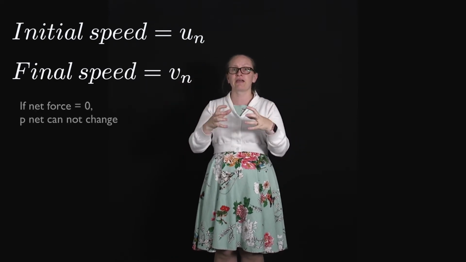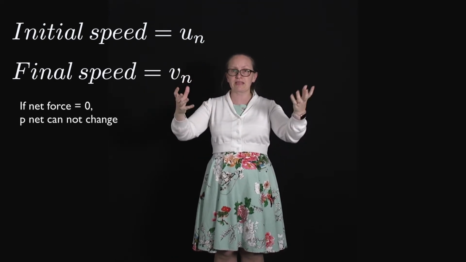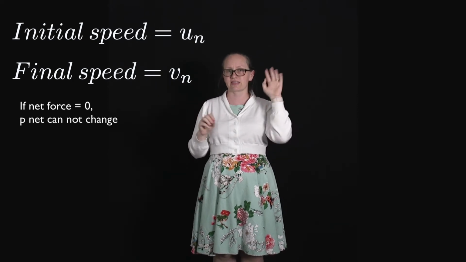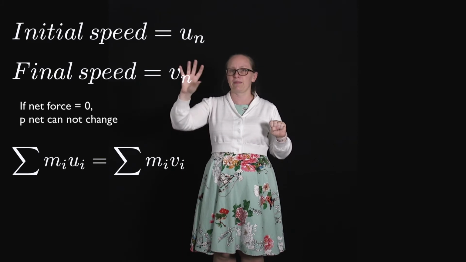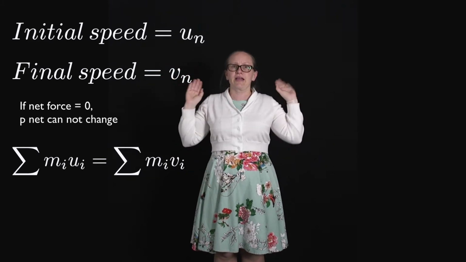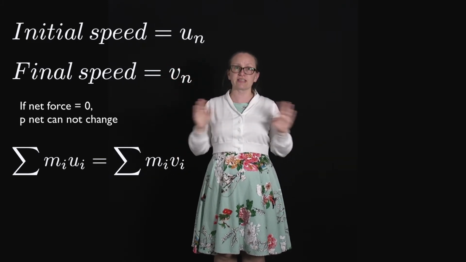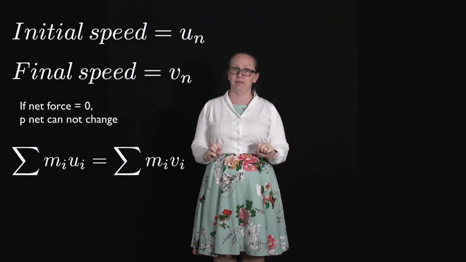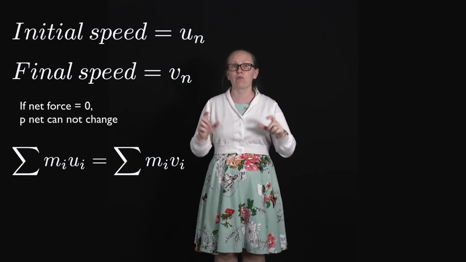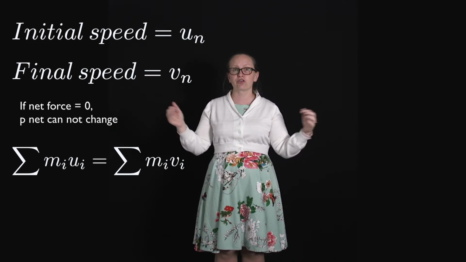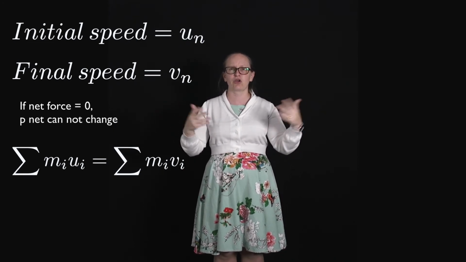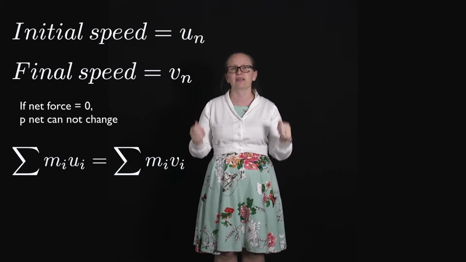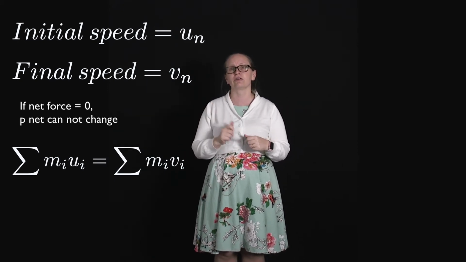If there is no net force, then the momentum's not changing, so that tells us that the sum of m_i u_i is equal to the sum of m_i v_i. So now I've probably totally confused you, but this is actually very useful and not too hard to apply. So let's have a look now at how we can apply this to solve a collision question where there is no net force applied, which is generally true for a lot of collisions.